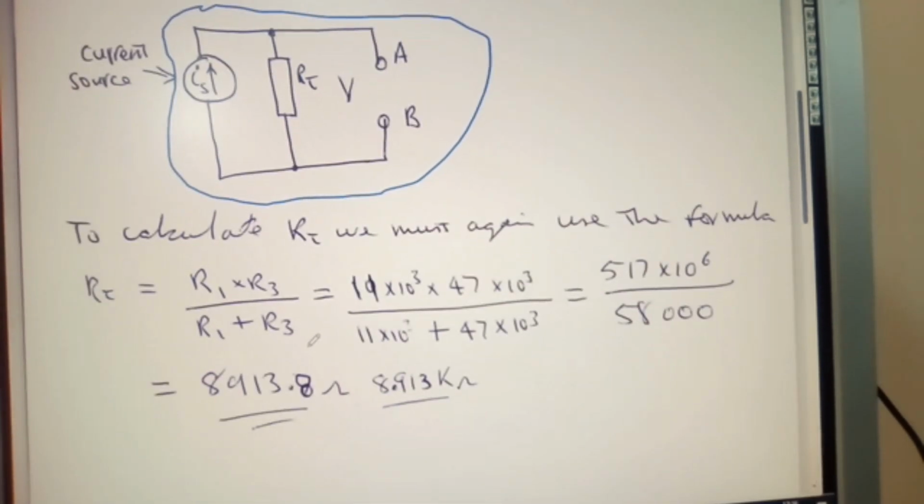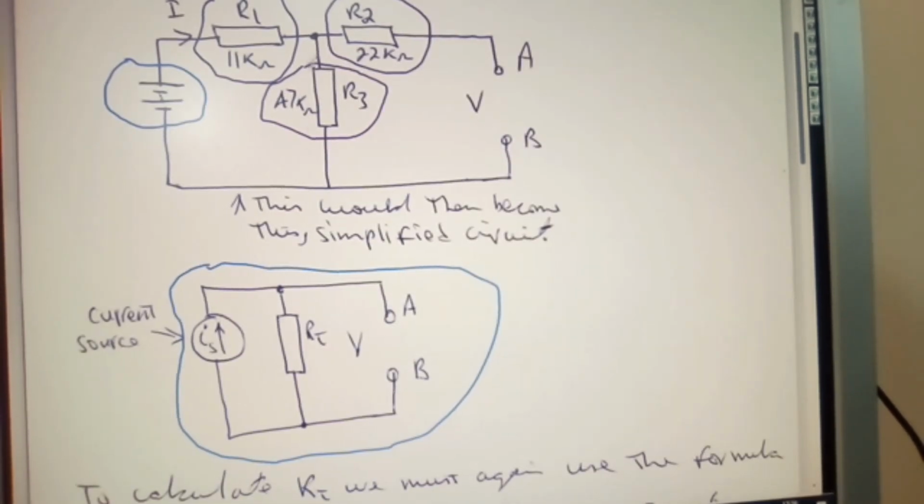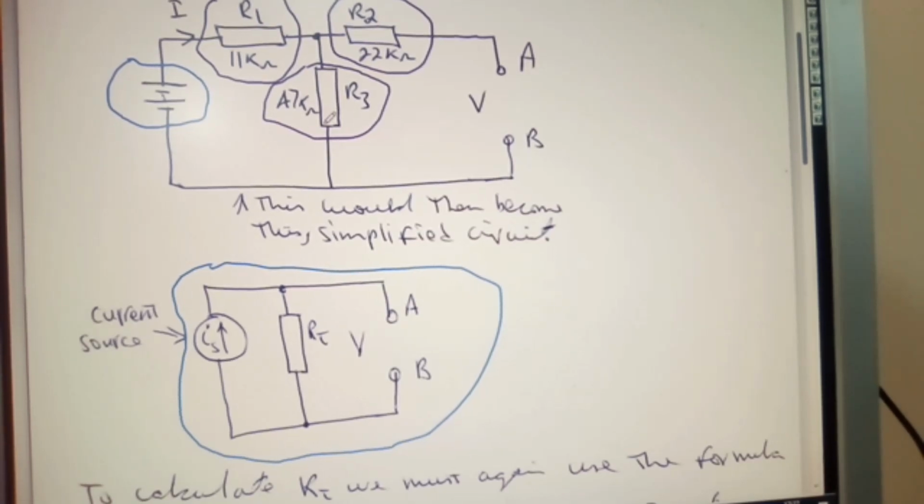Now let me see if what I've just said is what I did. Yes. To calculate RT, we must again use the formula: RT equals R1 times R3 over R1 plus R3. And let's just make sure we're using the correct ones. R1, R3. Okay.